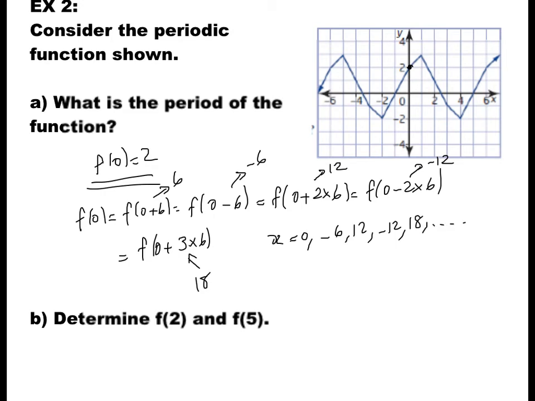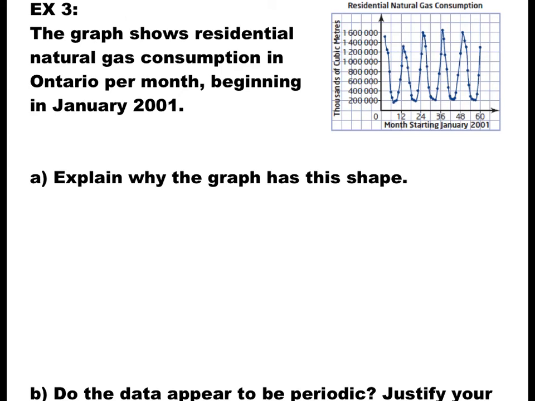The next example, we have a graph which shows the usage of natural gas in Ontario per month beginning in January 2001. This means that it starts here in 2001, and then in 1 year, after 12 months, it gets to here. Now, the first question says, explain why the graph has this shape.